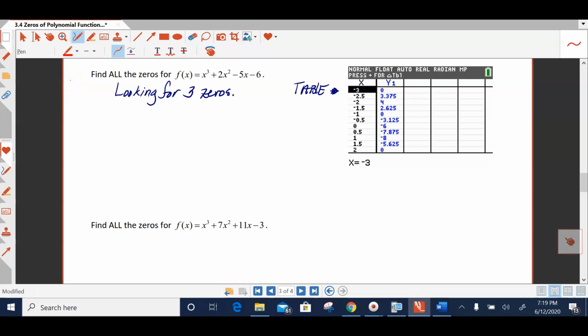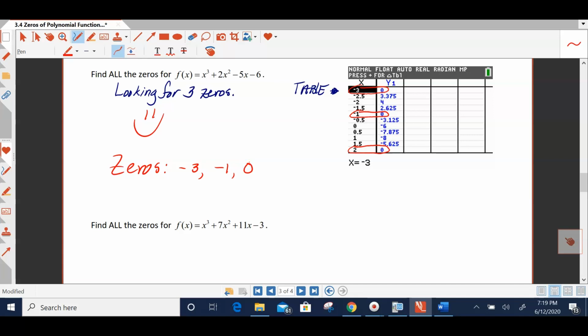What do you mean, Miss Hardiman, you got lucky? Well, I found that 0. Oh, I found a second 0, and ta-da, I found a third 0. And how many was I looking for? 3. So I don't need to do any of my synthetic division. All 3 of my zeros came straight from the table. This doesn't happen all the time. It didn't happen in the previous problem. But if you can find them all from the calculator, hooray. The zeros for this function would be -3, -1, and 0.